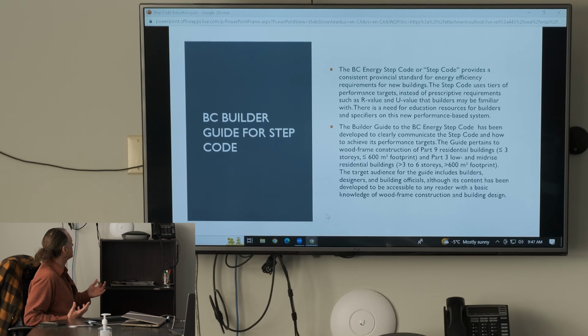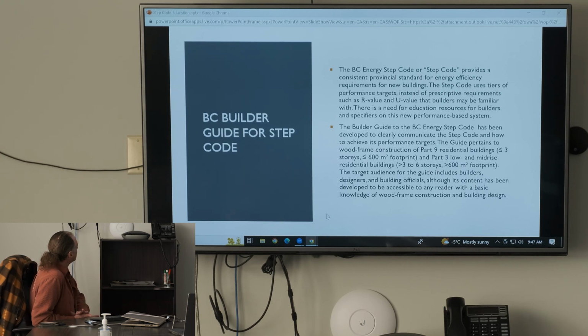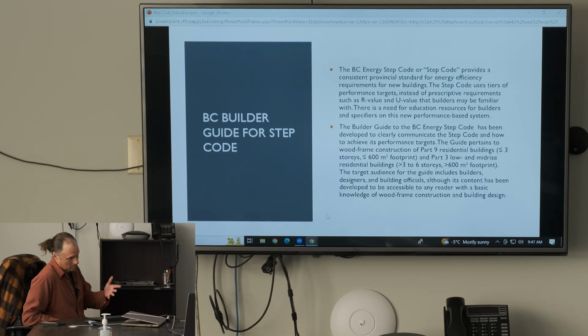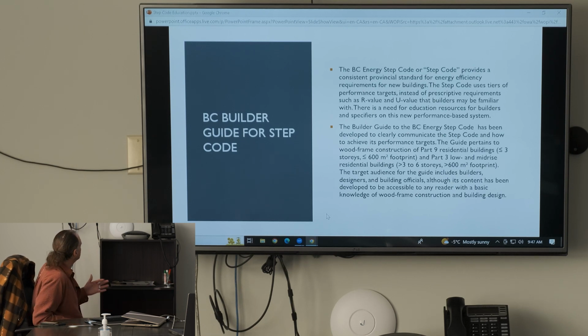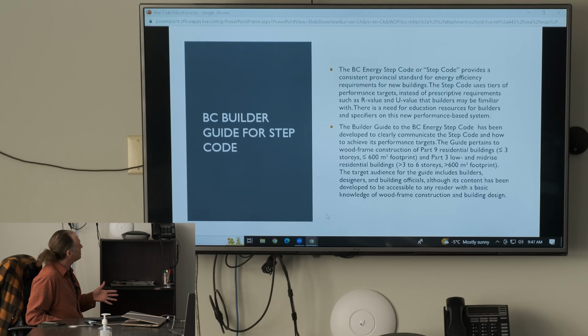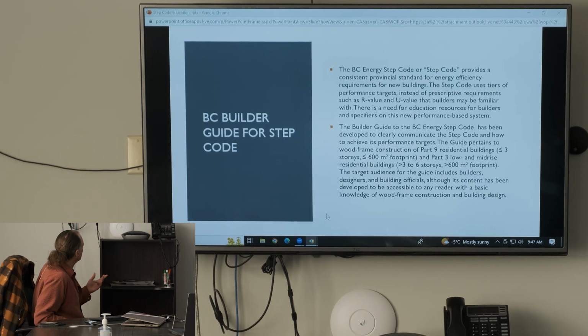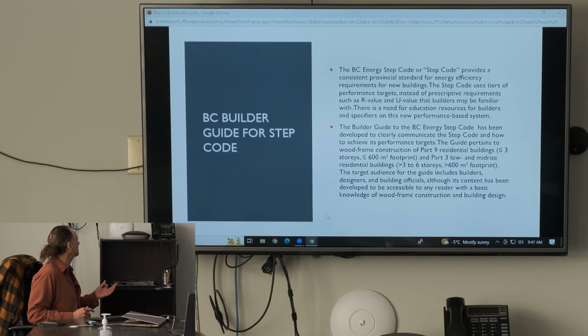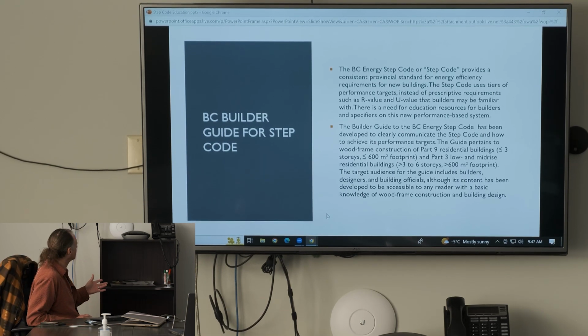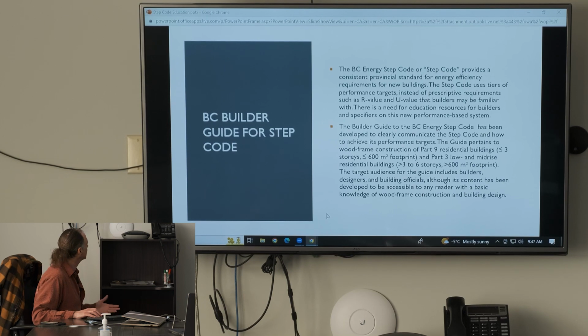So there's a need for education resources for builders and specifiers on this new performance-based system. The Builder Guide, which I'm going to be drawing a lot of this presentation from, to the BC Energy Step Code has been developed to clearly communicate the step code and how to achieve its performance targets. The target audience for this guide includes builders, designers, and building officials, though its content has been developed to be accessible to any reader with a basic knowledge of wood frame construction and building design.